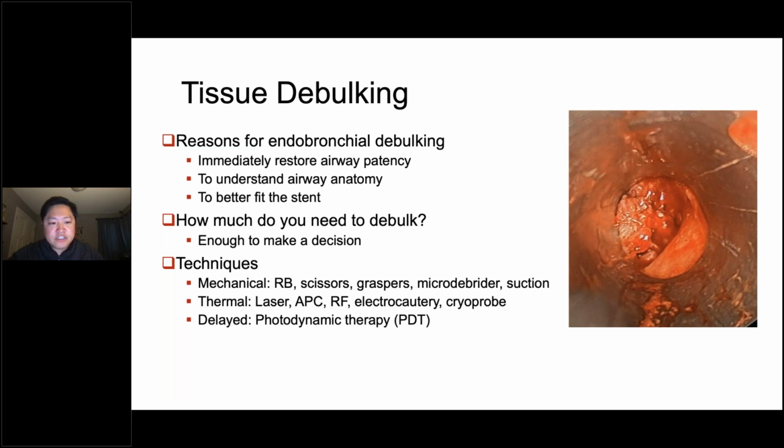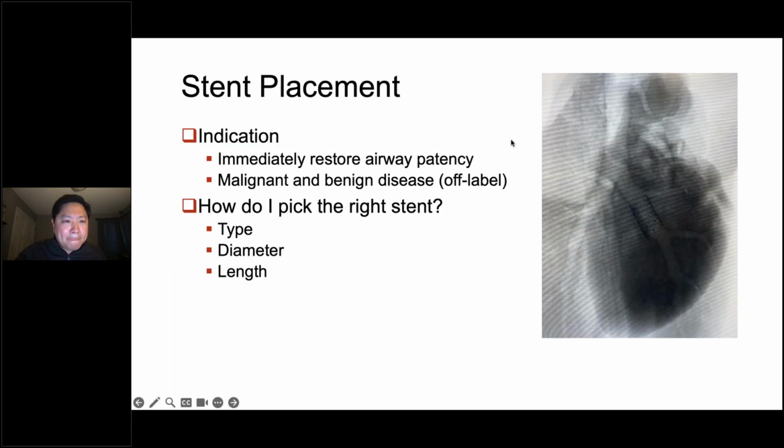So there's different techniques for tissue debulking. What I typically do is mechanical debulking. I think it's faster and cleaner. We use rigid bronchoscopy, scissors, graspers, a microdebrider. I can show you the video of this particular case at the end, where suction really helps us as well. Thermal energy, you can use laser, argon plasma coagulation, radiofrequency ablation, electrocautery, and even cryoprobe and cryotherapy. There's delayed techniques like photodynamic therapy, which we don't do too often.